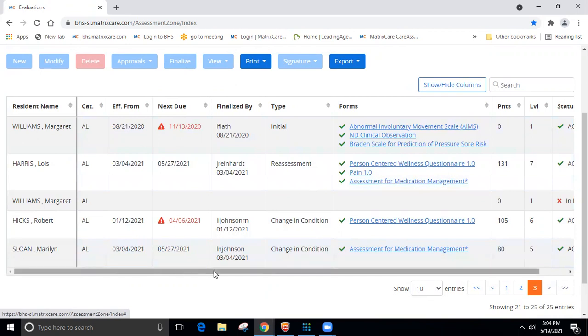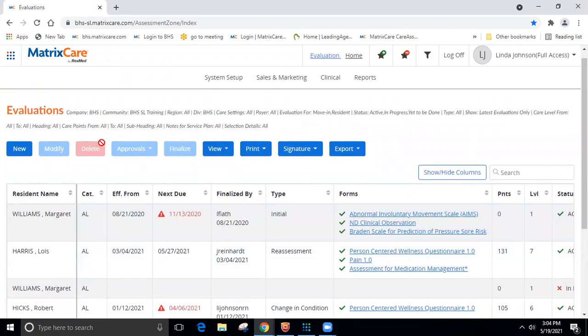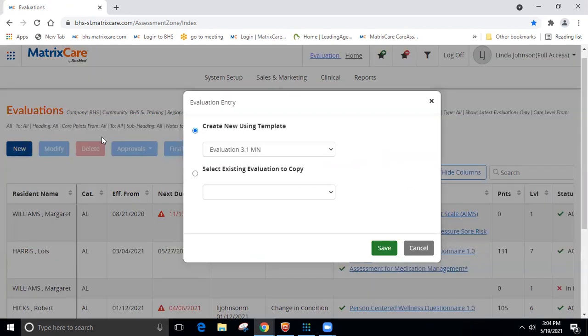I'm going to start with Marilyn Sloan. I'm going to highlight the row of Marilyn. And she's not a new resident, but I'm going to pretend she's new. So I'm going to hit the new button.